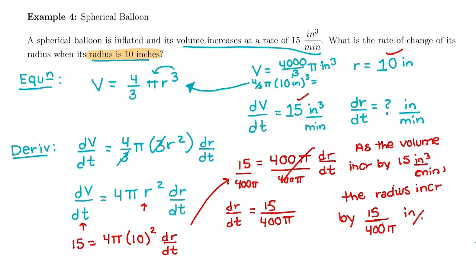That one's in inches per minute, and I can tell that this is inches per minute by referring back to my setup. Helps me figure out the correct unit. dr, r is in inches, dt, t for this one is in minutes. Increasing by 15 over 400 pi inches per minute, or make it a decimal if you want to see what that number looks like.